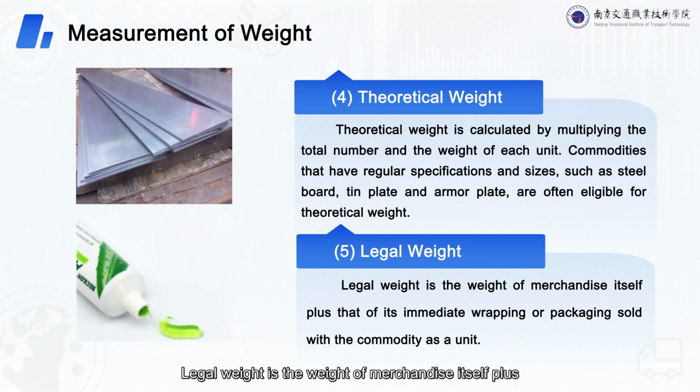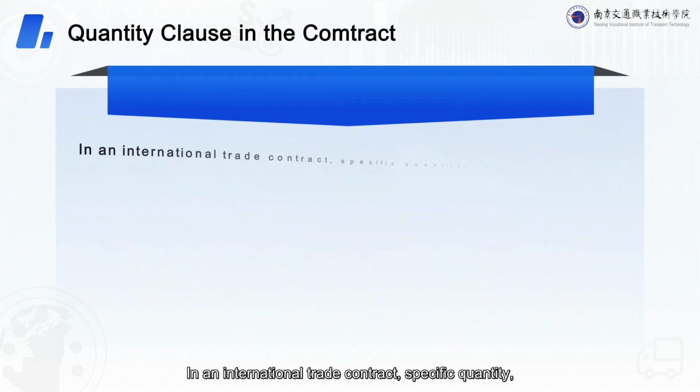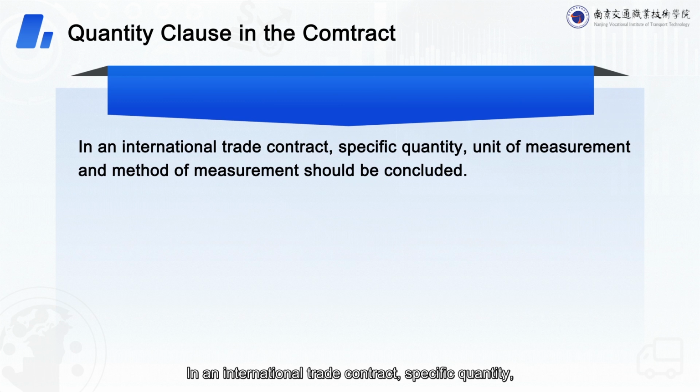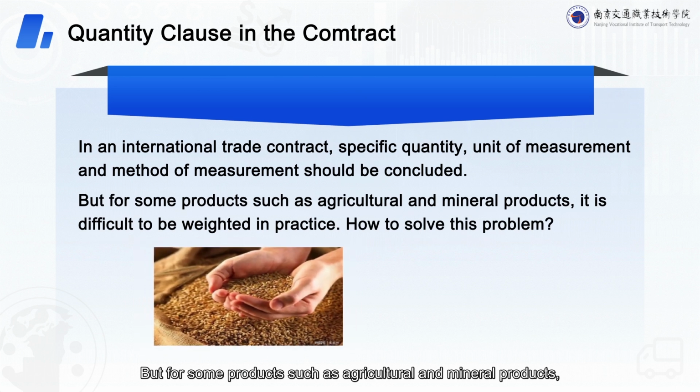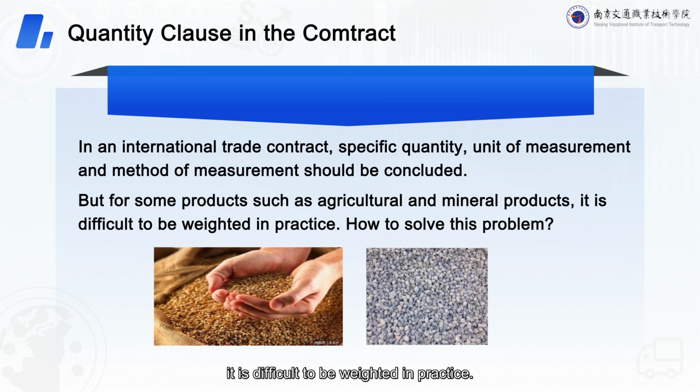Legal weight is the weight of merchandise itself, plus that of its immediate wrapping or packaging sold with the commodity as a unit. In an international trade contract, specific quantity, unit of measurement, and the method of measurement should be concluded. But for some products, such as agricultural and mineral products, it is difficult to weigh them in practice. How to solve this problem? Stipulating a more or less clause in the contract is a regular choice.